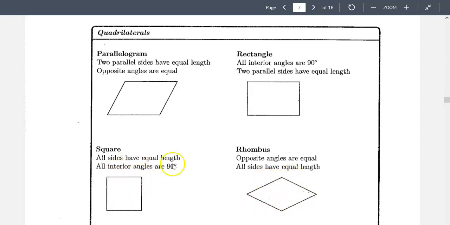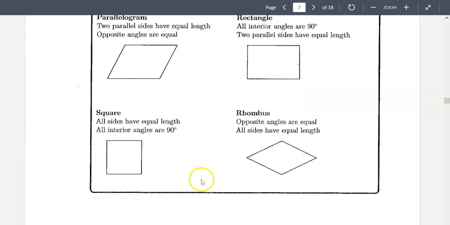Now, a square is really the product of a rectangle and a rhombus. It is a special parallelogram, but also a special rectangle and rhombus, because a square has all equal angles, just like the rectangle, but all equal sides as well, just like the rhombus.